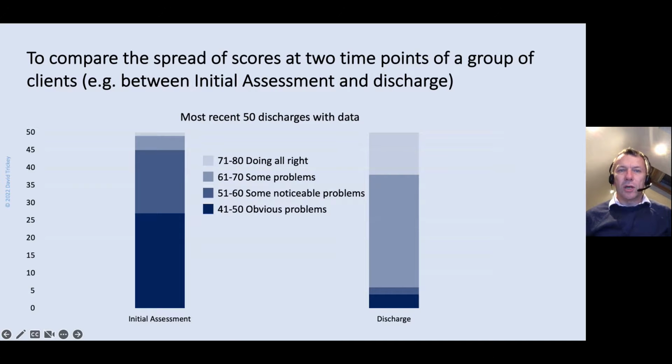And then at the point of discharge, how do those same young people map out in terms of the different bandings? Well, if you work your way down, there may be a big chunk of them doing okay, doing all right, and there may be some that still have some problems. Given the sorts of young people that make it to CAMHS, it's likely that when we discharge them, there are still some problems going on, but hopefully things are a lot better than when we first met them. There may be some where there are still some noticeable problems, and maybe some with obvious problems. And maybe they've been moved on to another service, or maybe they've moved out of area.